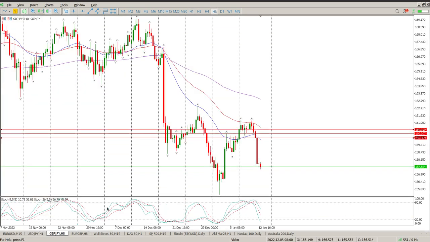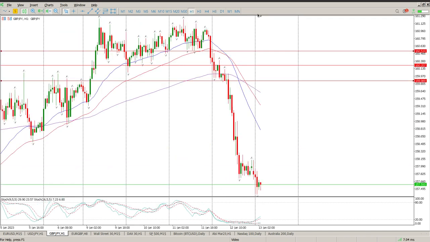Moving on to British pound, Japanese yen, same thing here. We broke to the downside fairly strongly. Must admit, I wasn't too prepared for that one. I suppose we did get the crossover. So hindsight being a perfect science.